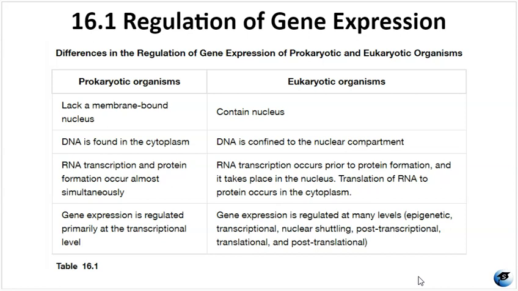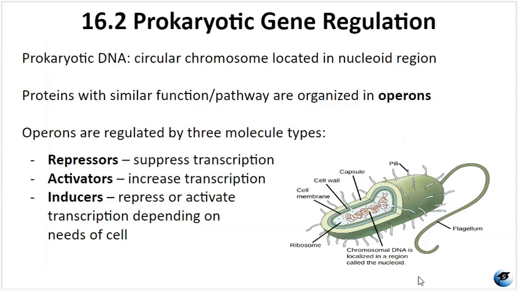Now, we're going to go into a lot more detail about these regulation processes in each type of cell, beginning with the prokaryotic cells. Within the circular chromosome of prokaryotes, there exist these blocks of genes that are called operons. Genes involved in the same pathway or function are grouped together in these operons, and they help to control regulation of gene expression in the cells.